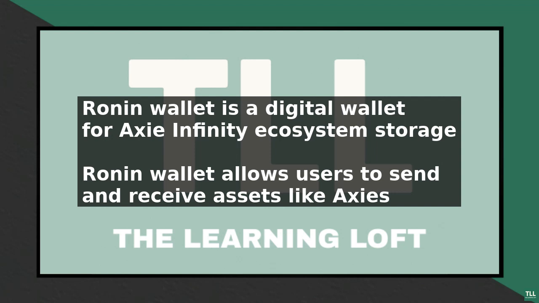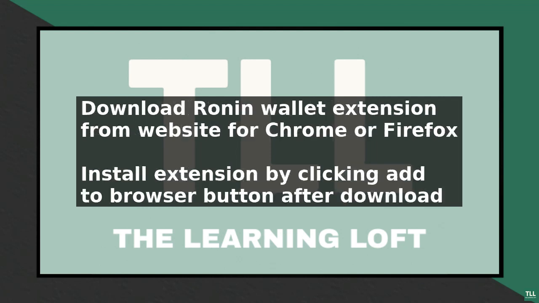To begin, go to the Ronin website and click on the download button to get the Ronin wallet extension for your browser. The Ronin wallet is available for both Chrome and Firefox browsers. Once the download is complete, click on the Add to Browser button to install the extension. After installation, click on the Ronin wallet icon in your browser toolbar and select Create a new wallet.